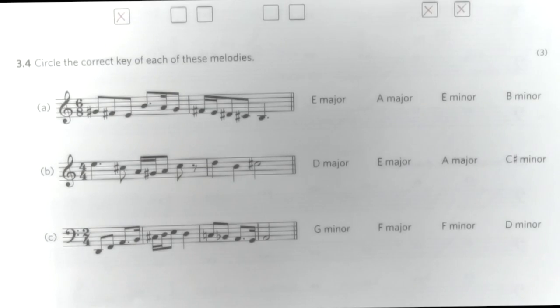In this fourth question, we need to circle the key of each piece. And I have the perfect technique for this.